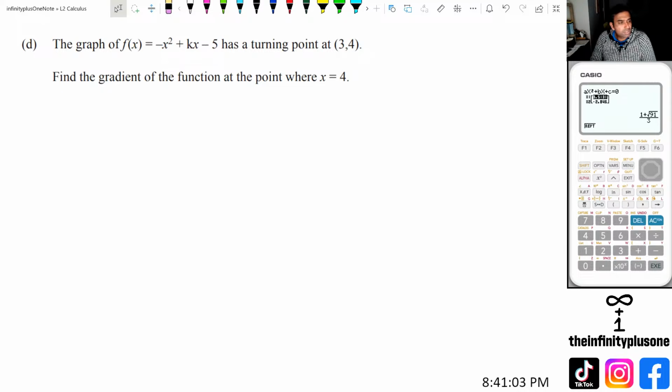Oh, K is equal to 6. Yeah, I got 6. K is equal to 6. Nice. Now with this question, you can figure out K is equal to 6 in two ways. I'm going to show you both ways, just so that you can figure it out.